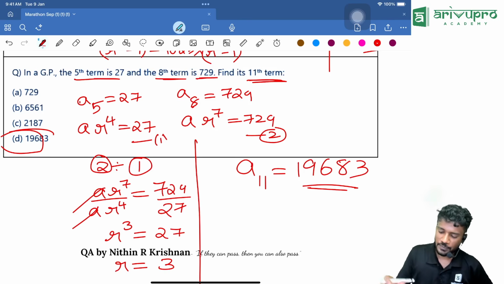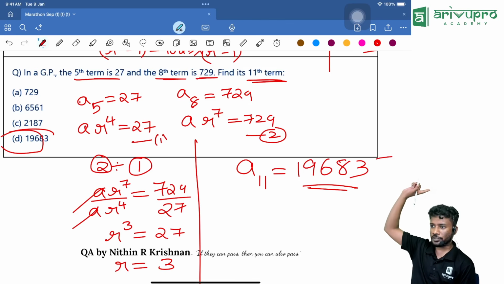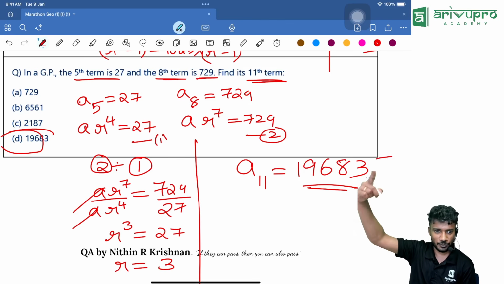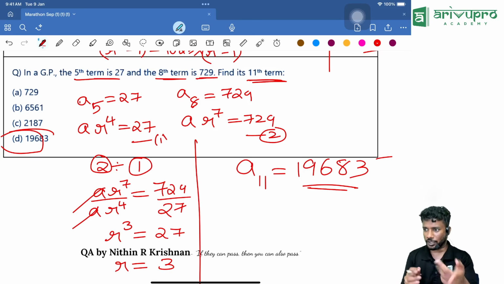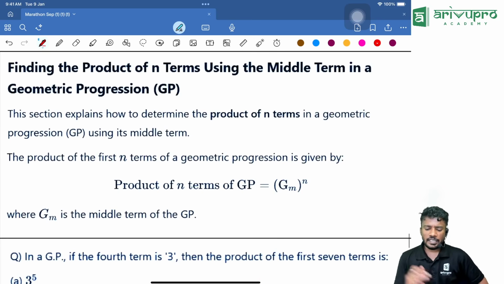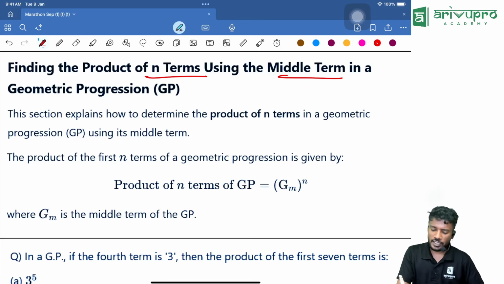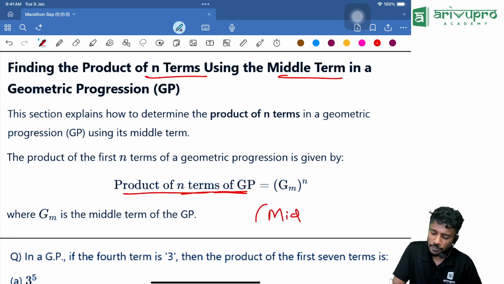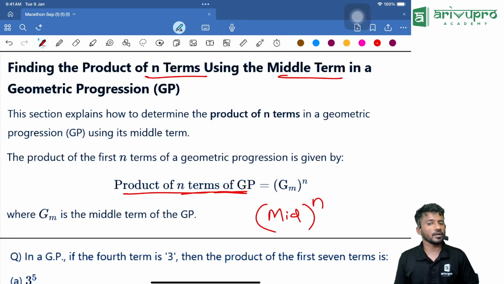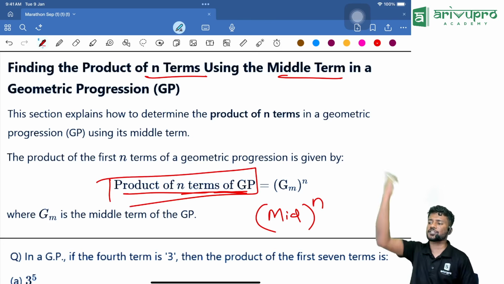Okay, fine. We use the same concept or the same technique in AP also. Do you remember? We added the values rather than finding A and substituting. Yes, same method. Now, finding the product of n terms using the middle term. Here, we need to find the product of n terms of a GP using the middle term. That is nothing but the middle term, the entire thing raised to the number of terms. Product of n terms of a GP is what? The middle term raised to n.